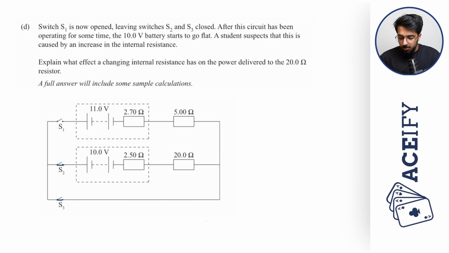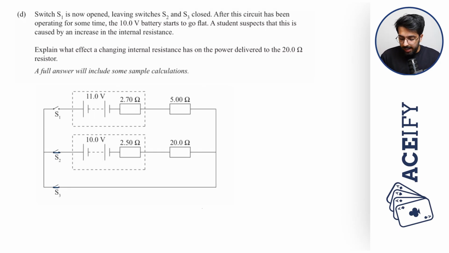Alright, so if we were to calculate the power before there is an increase in the internal resistance, as we know the power used by the resistor is given as P is equal to I squared R.